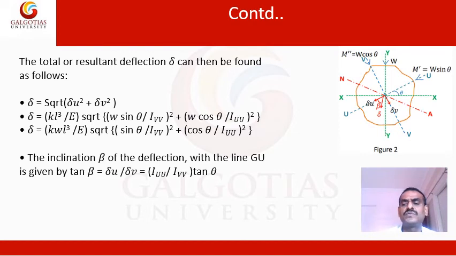The inclination of the deflection del with respect to the UU principal axis can be determined by using this formula, tan beta equal to del U divided by del V.